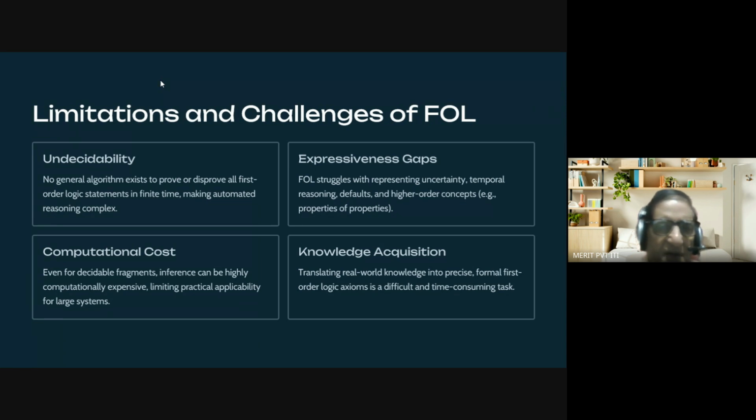So now limitations and challenges of first order logic. No general algorithm exists to prove or disprove all first order logic statements in finite time, making automated reasoning complex. So that's where the problem comes, because it is undecidable, because it is not able to decide the correct thing always.